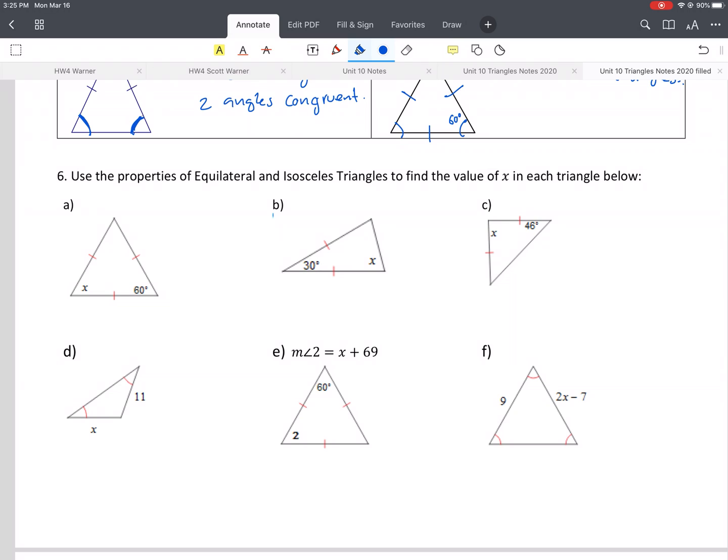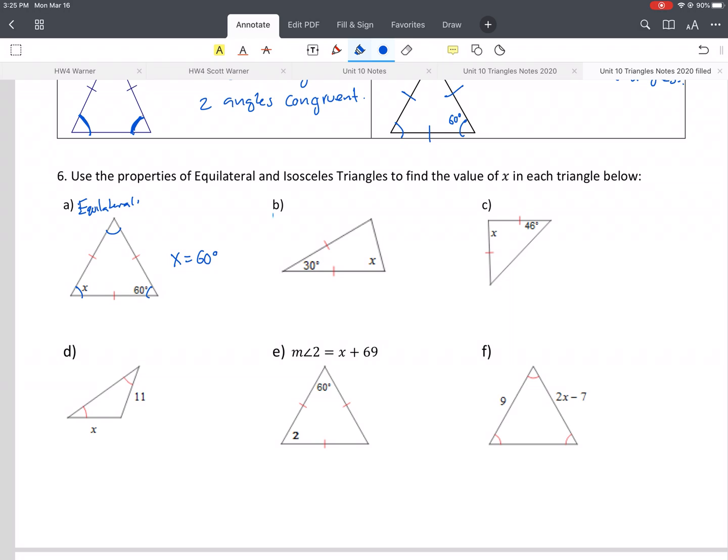Use the properties of equilateral and isosceles triangles to find the value of x in each of the following. Okay? So the first thing you've got to ask is what type of triangle is that? So this is an equilateral, which means that all three angles are the same. So x here is 60 degrees.